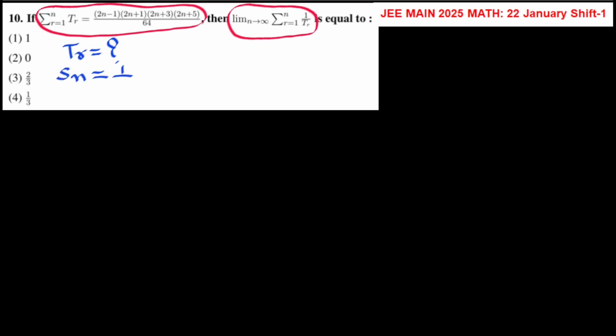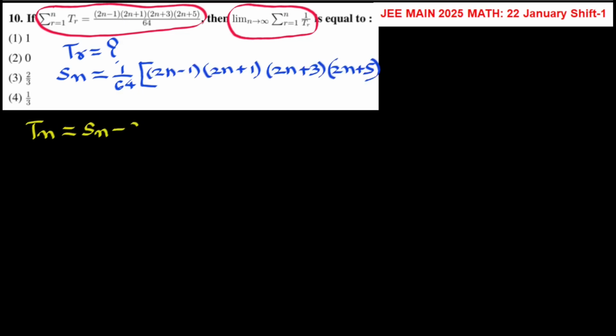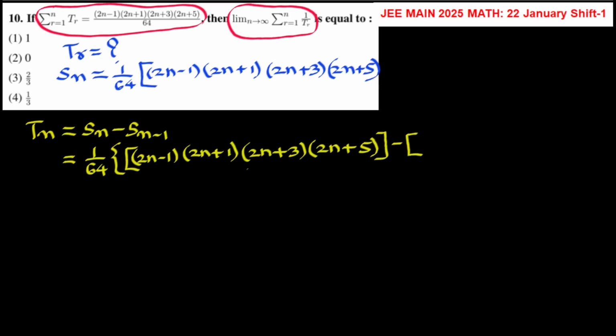We are given this summation of tr where r goes from 1 to n and we have to find the limit as n tends to infinity of the summation of 1 upon tr. So it is important that we find tr first. Since the summation is given in terms of n, we write Sn equals 1 upon 64 product of the terms in n. Now we have a formula to find Tn, the nth term: Sn minus Sn minus 1. This will be 1 upon 64 into these given terms minus Sn minus 1. For this we will put n minus 1 in place of n.